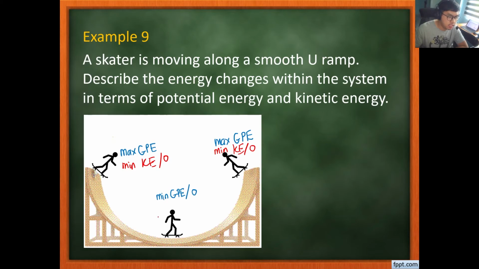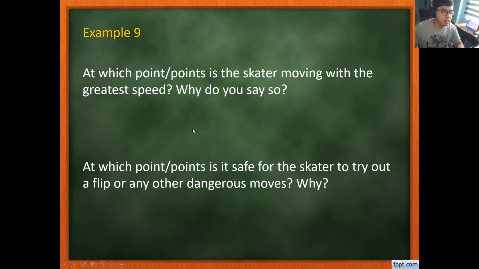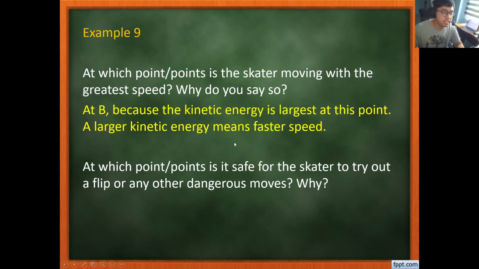And when she's at the very bottom, that's when the kinetic energy is at maximum, because that's where all the gravitational potential energy gets converted into kinetic energy. And at the bottom, that's where she is the fastest. So at which point is the skater moving with the greatest speed? This is at point B, at the bottom point. This is because the kinetic energy is largest at this point. A larger kinetic energy means faster speed.